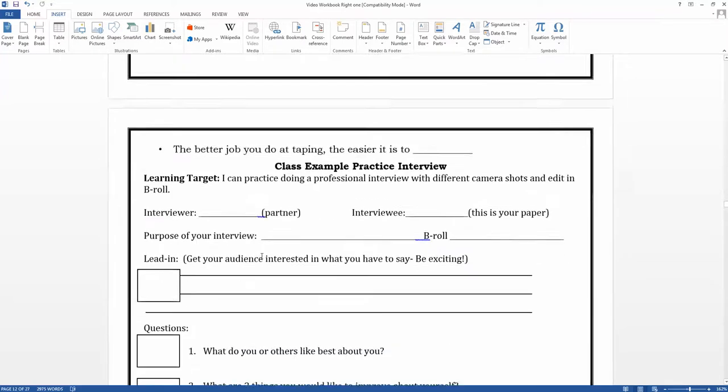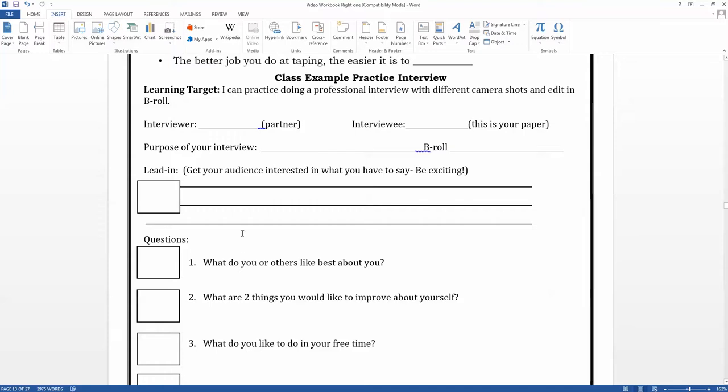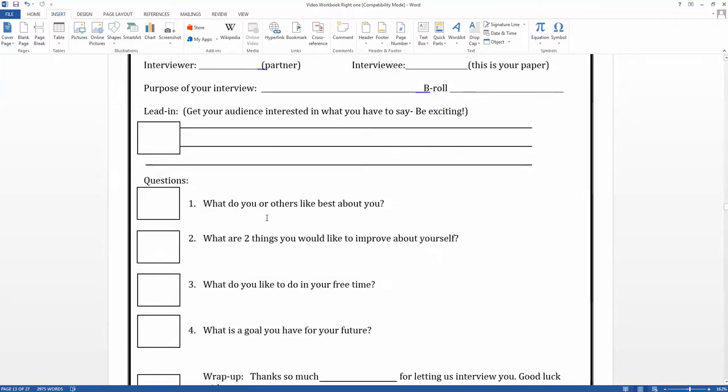All right, then you're going to flip your paper over, and I want you to prepare a lead-in. Someone is going to interview you, so you write down what are they going to say to interview you. So one basic thing I will just say is you could say, would you like to meet an awesome 8th grader? So that would be like a basic intro, but that's one way that you could do it.